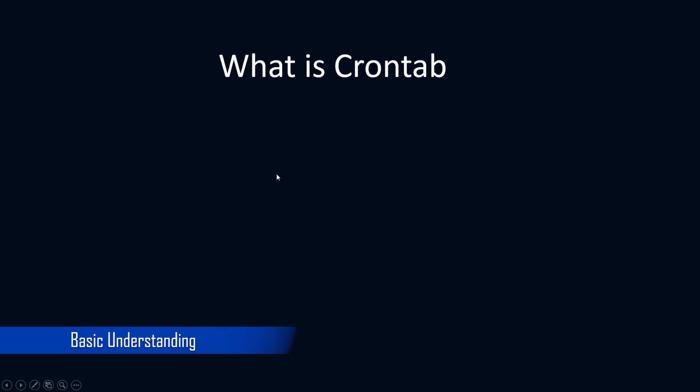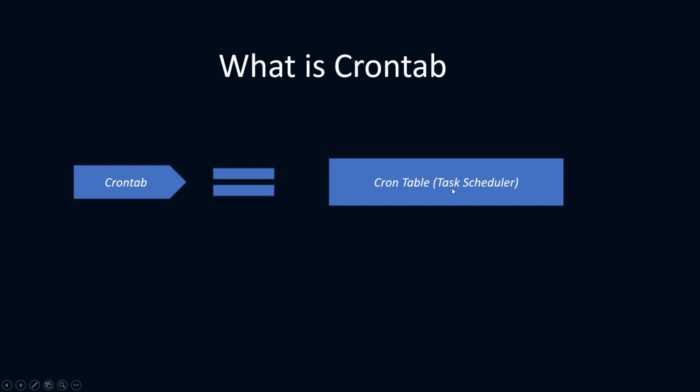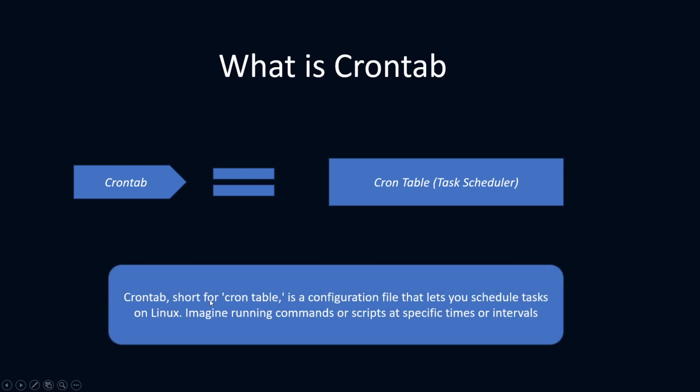So friends, let's understand what is Crontab. The word Crontab is made up of two words, cron table, meaning the task scheduler. So basically, crontab is a short form of cron table, and it is a configuration file that lets you schedule tasks on Linux. Imagine you are running some commands or scripts at some specific time. Let's see some examples of crontab.